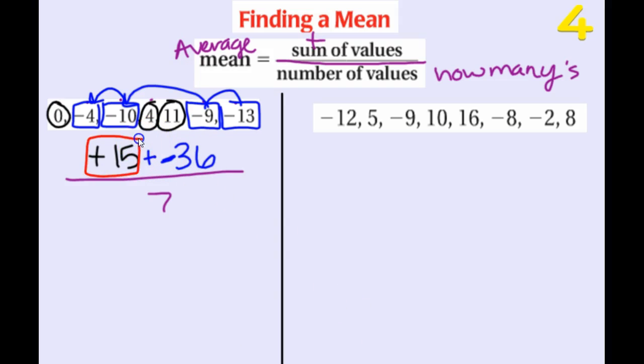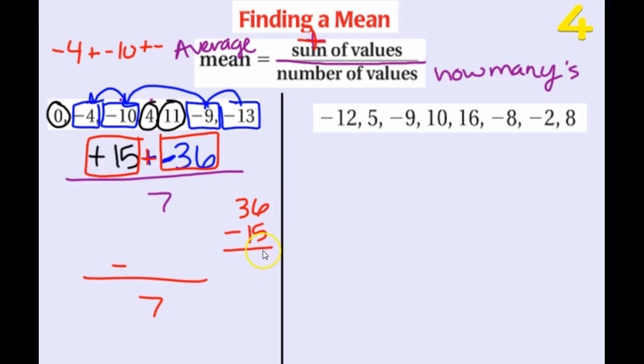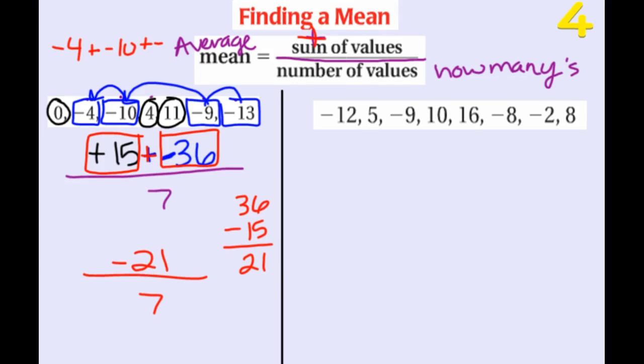So we have our positive 15 and our negative 36. We're just adding them up, right? The sum of everything. We added all the negatives. If you wanted to write it out, negative 4 plus negative 10 plus negative 9, and so on, we could have. So we really have more negatives on the top, different signs, add and subtract. Remember, different signs subtract. We really have 36 minus 15. 6 minus 5 is 1. 3 minus 1 is 2. So we have a negative 21 divided by 7.